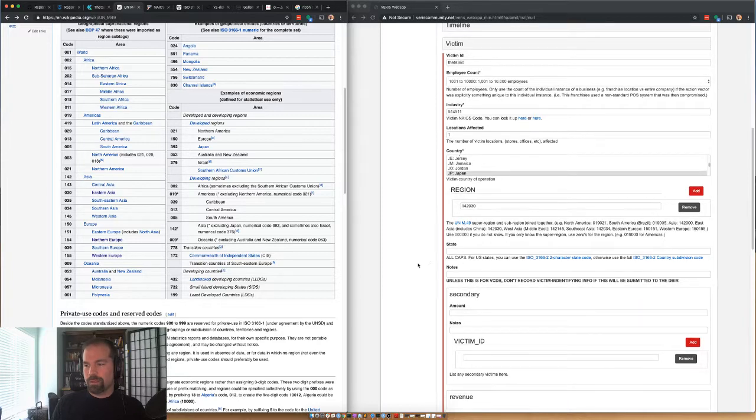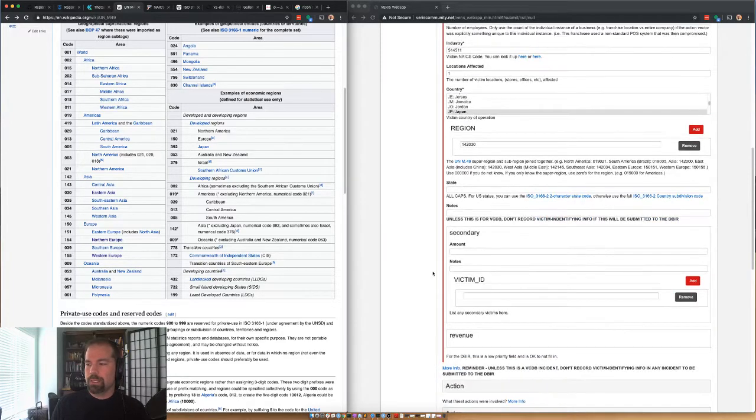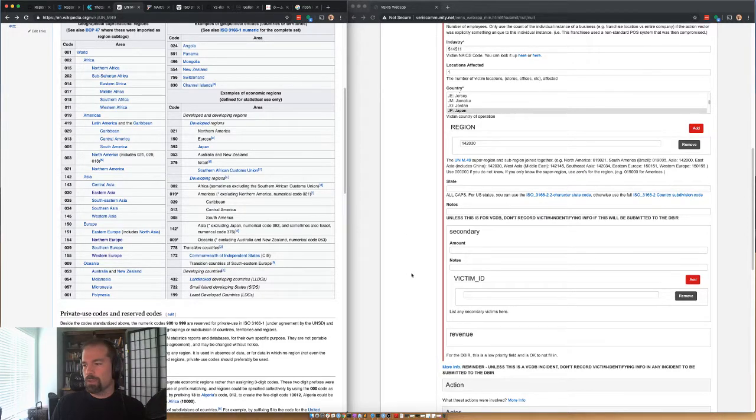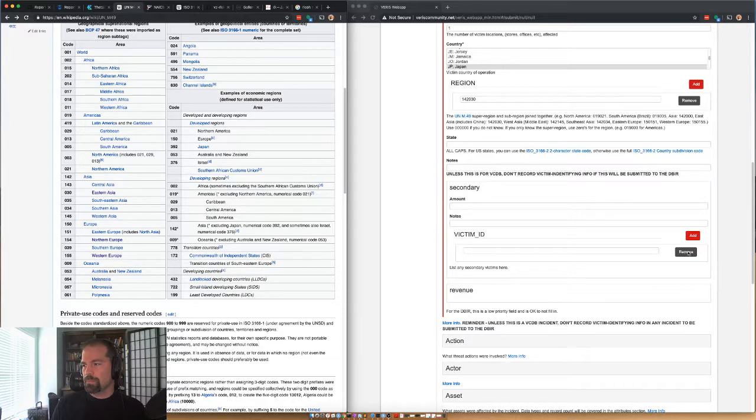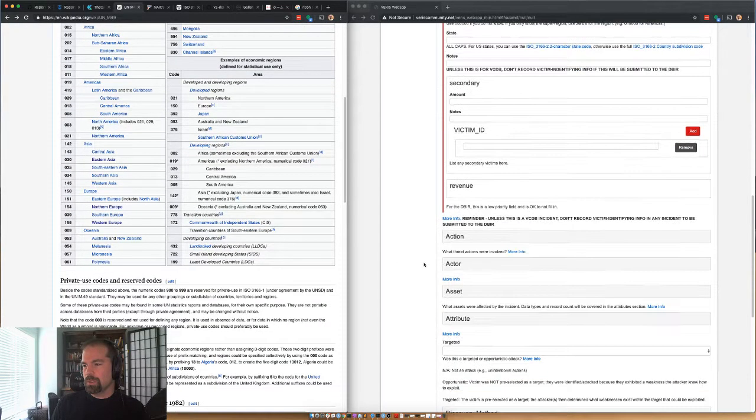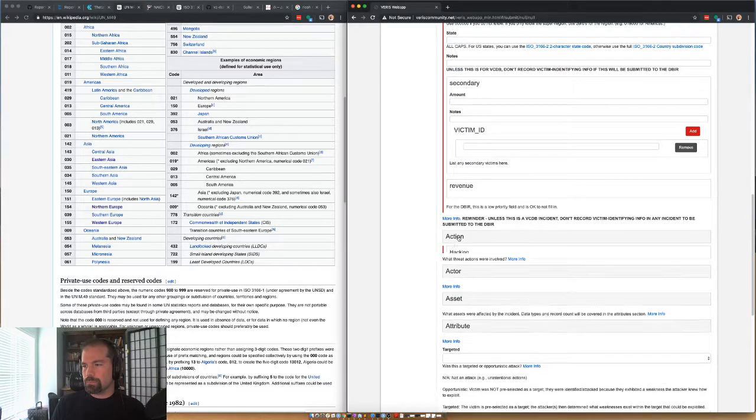And we can skip the state. We don't know it. A lot of times we only know the state for US type breaches. So let's go, and there's no secondary victims, so we can leave that. And so what was the action?